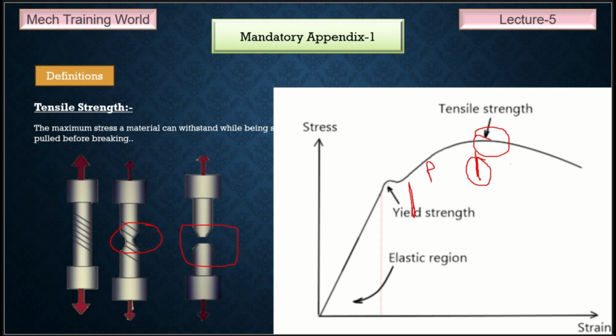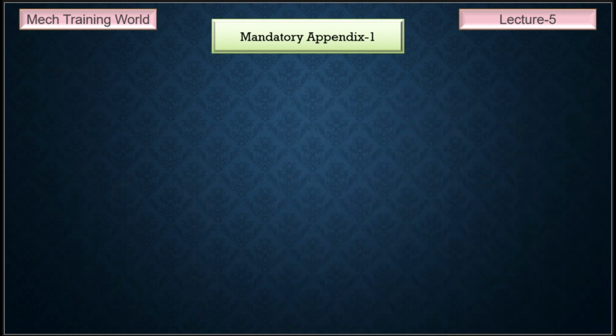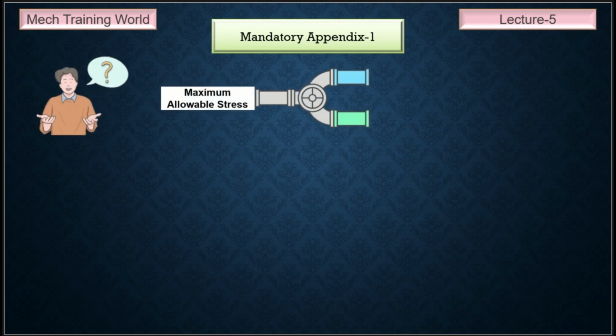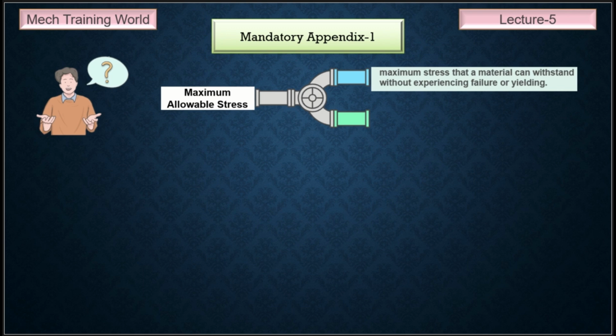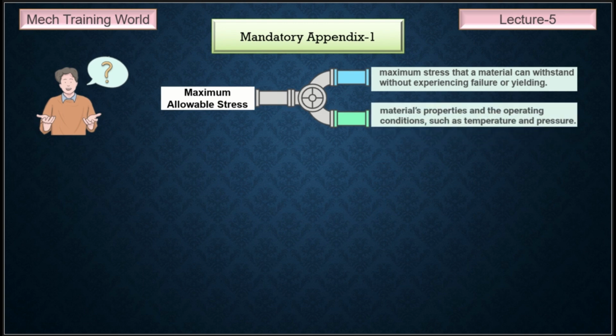I hope you understand. And the next one is maximum allowable stress. So what is the maximum allowable stress, guys? It is the highest stress that a material can withstand without failing. It is a crucial factor in engineering design, especially for pressure vessels, pipelines, and structural components. The value depends on material properties and the operating conditions such as temperature and pressure.